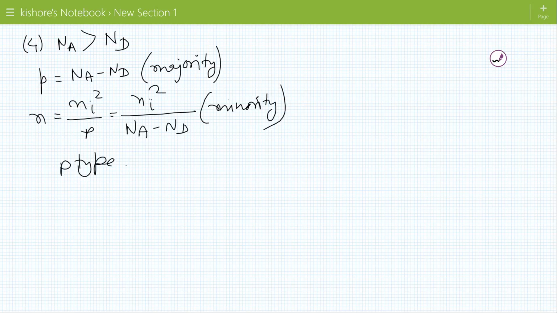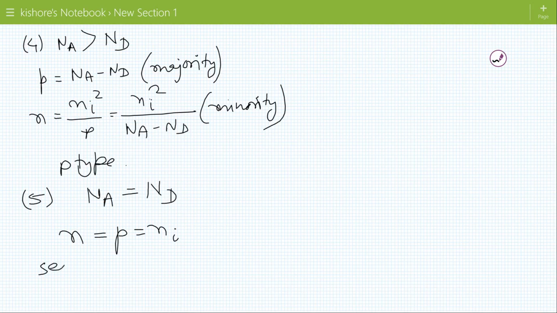Now if semiconductor is doped with equal amount of acceptor and donor impurities, in that case acceptor and donor will neutralize each other and semiconductor will remain an intrinsic semiconductor.